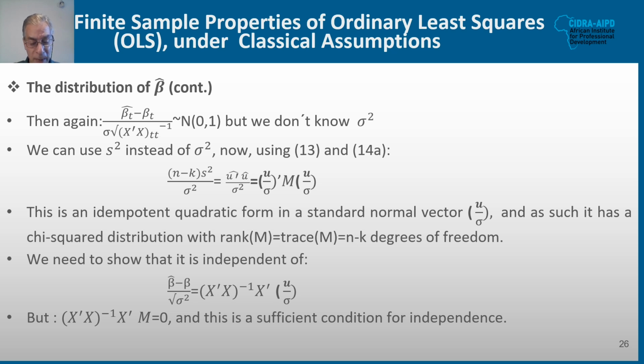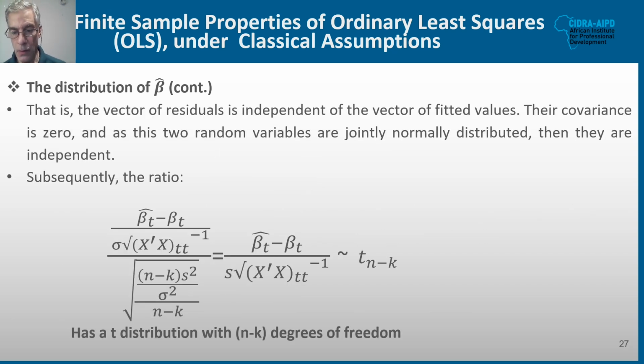And as you may remember, this expression equals x transpose x inverse x transpose times now u divided by sigma. But as you can prove very easily, x transpose x inverse x transpose times M equals 0. And this is a sufficient condition for independence. Well, what we have shown is that the vector of residuals is independent of the vector of fitted values. The covariance is 0, and as these two random variables are jointly normally distributed, they are independent.